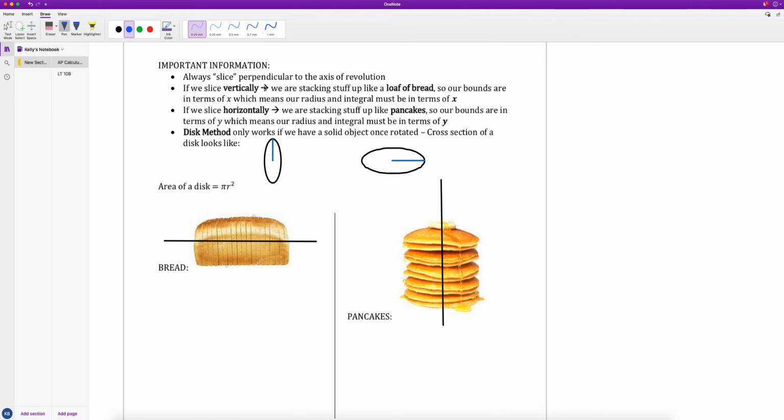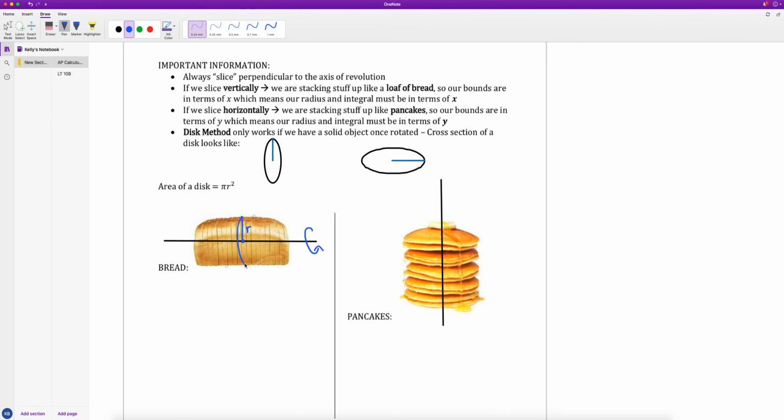So let's take the first case. If we end up slicing vertically, which is the case that's equivalent to our loaf of bread over here, so I have this loaf of bread. My axis of revolution is this line right there that I'm revolving around. So as I revolve this shape around, I would get this loaf of bread. I'm slicing vertically here because I want to go perpendicular to the axis of revolution. So that right there would be my radius.